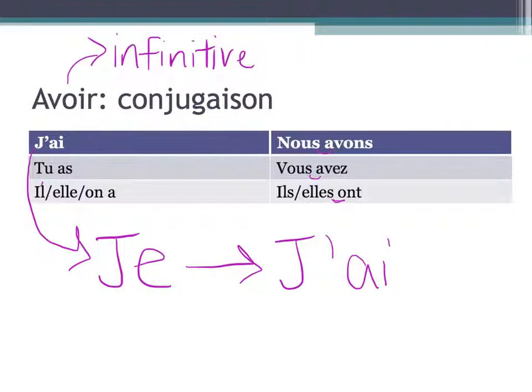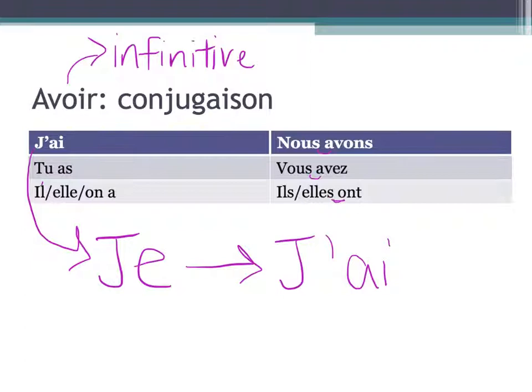Okay, let's go through them one more time. J'ai. Tu as. Il a. Elle a. On a. Nous avons. Vous avez. Elles ont. Ils ont. Let's talk about a few things that are going on here.